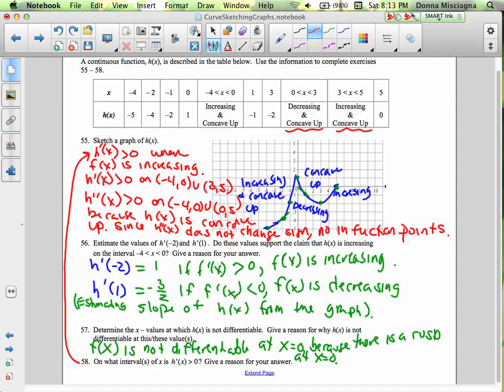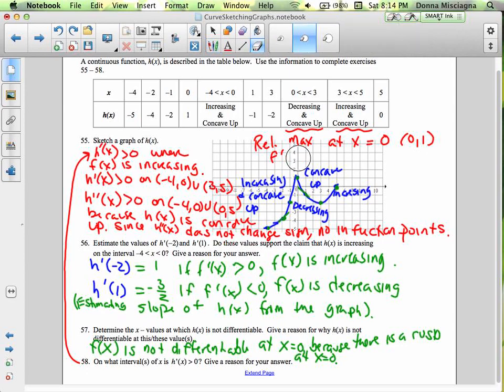There is a relative max. All right, so there's a relative max. Let's add that. They didn't ask us that, but it's okay. There's a relative max at x equals 0, specifically 0, 1. Right? So that, and that first derivative is not 0, but the first derivative is undefined.